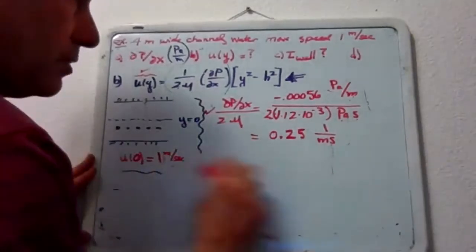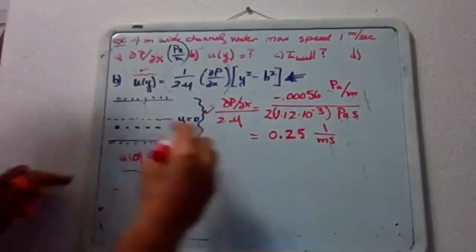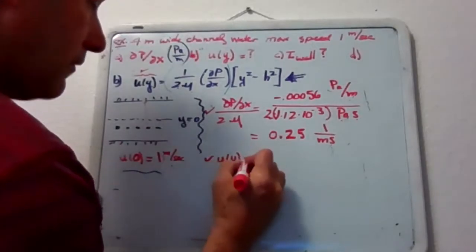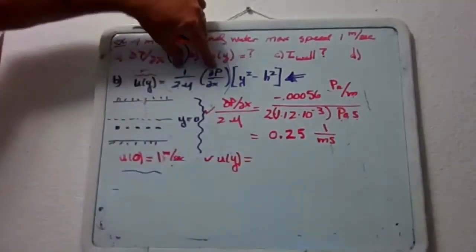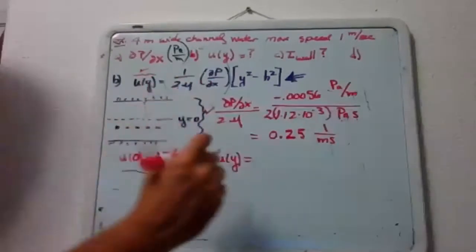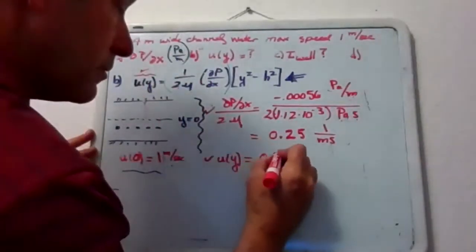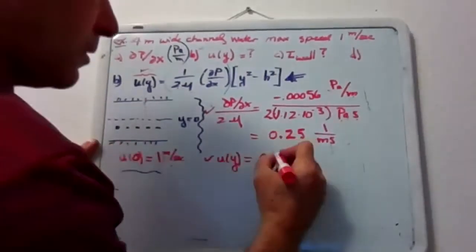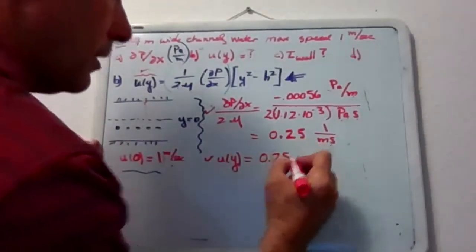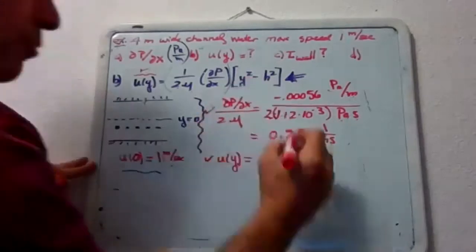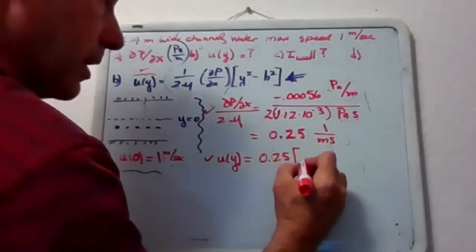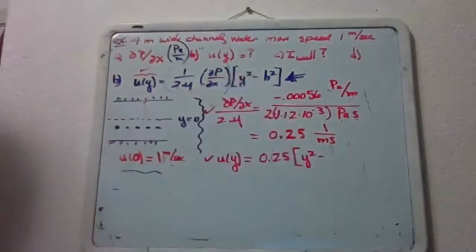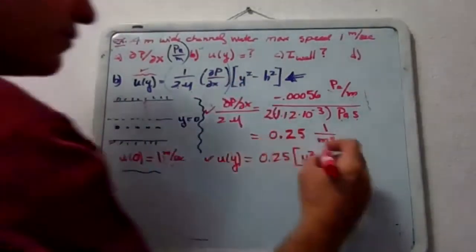The next thing we're going to do is try to write that function u at y. So what does u at y look like? We're going to try to finish this off. All this stuff in the blue is 0.25. Okay, and then in the brackets here, I've got y squared minus, and h was 2, so that would be 2 squared, which is 4.